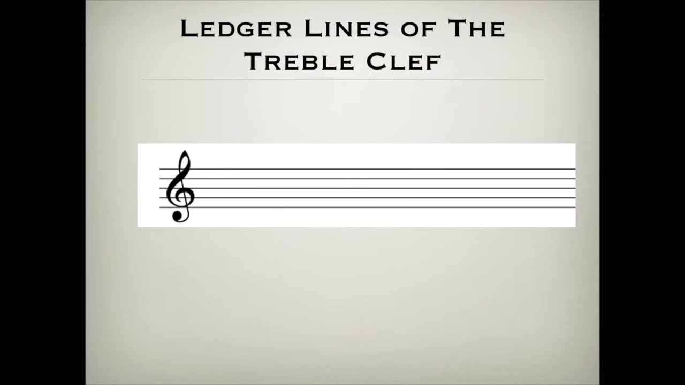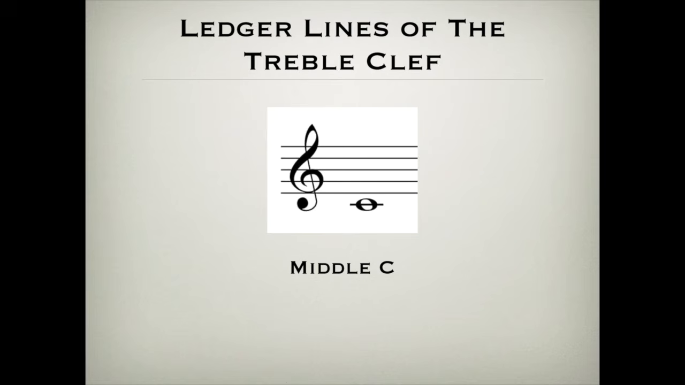So, what about the ledger lines of the treble clef? Now, it's all very well these 5 lines on the stave, but if we want to have a note that's higher or lower than the stave, then we need to put in these ledger lines. It's particularly important that you know about one ledger line that is below, and that's middle C. Middle C is on a little line just below the stave. And you will come across that loads.